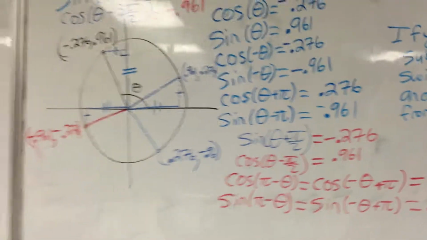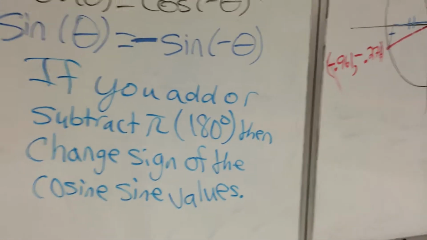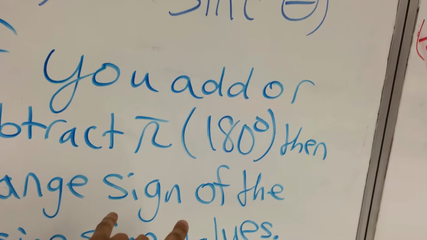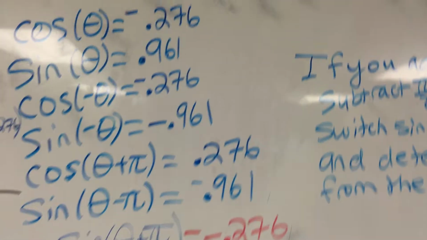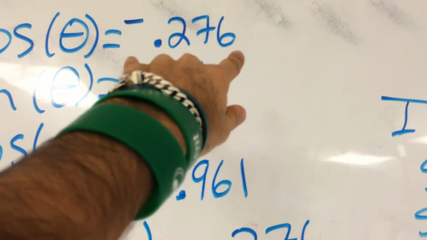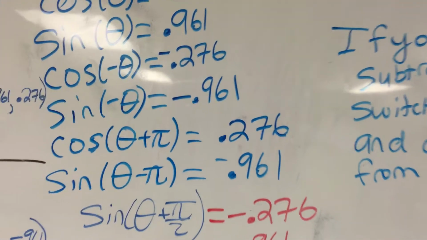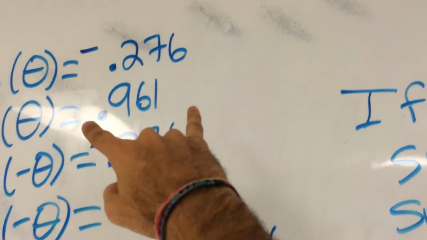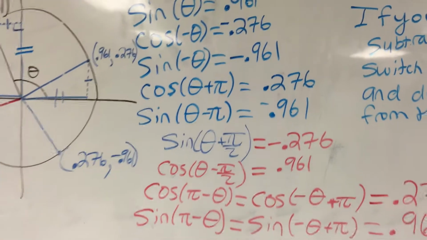If you'd like to generalize kind of a rule from there, we have it here. If you add or subtract pi, that is to say 180 degrees, then change the sign, S-I-G-N, of the cosine and sine values. And if you notice, that's really all we did. Cosine of regular theta was negative 0.276. Cosine of theta plus pi, positive 0.276. Similarly, sine of positive theta, 0.961. Sine of theta minus pi, negative 0.961.